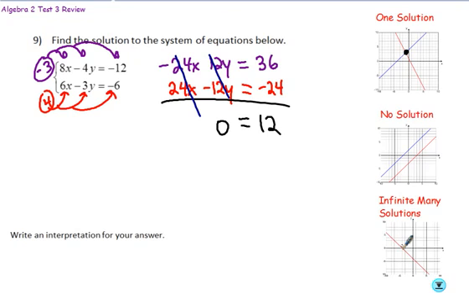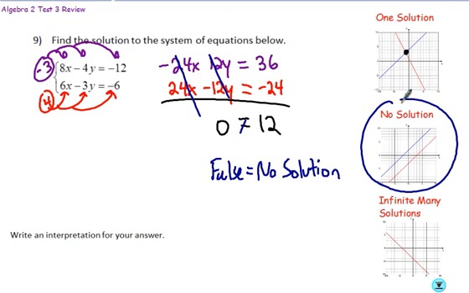So 0 equals 12, is that true? Well, no, that's not true. So we would say that this is false. If you get something that's false, then you would say that there is no solution. So this would be an example of one that has no solution. If we were to graph these two lines, we would find that those two lines are parallel.